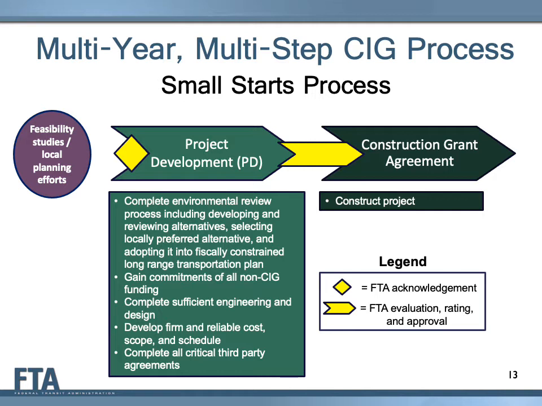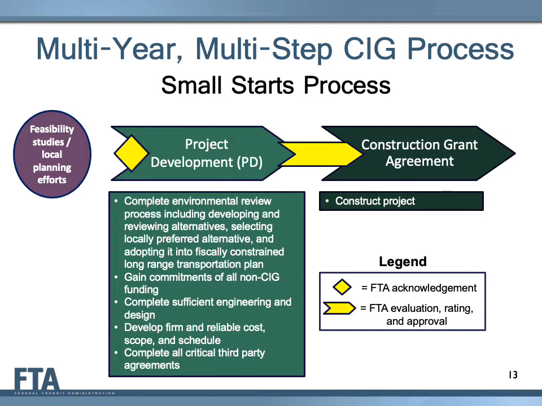To complete the project development phase, FTA requires project sponsors to complete sufficient engineering and design to develop a firm and reliable cost, scope, and schedule for the project, obtain all non-CIG funding commitments, complete all critical third-party agreements, and meet other FTA readiness requirements related to technical capacity, staffing, and oversight to be eligible for a construction grant agreement.